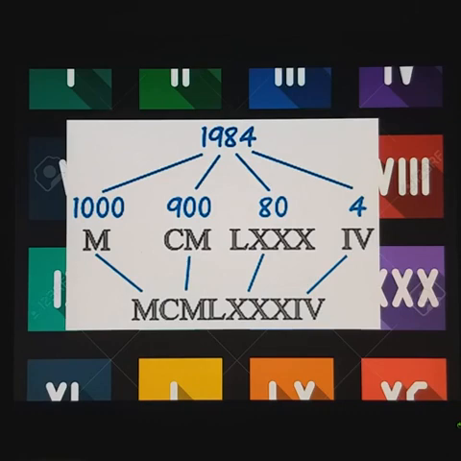Together if we write, the number 1984 can be written as MCMLXXXIV. I hope I have made myself very clear.